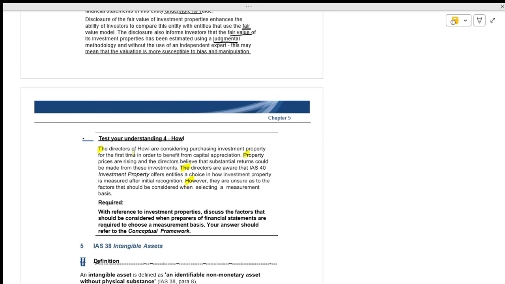With reference to investment properties, discuss the factors that should be considered when preparers of financial statements are required to measure. Your answer should refer to the Conceptual Framework.